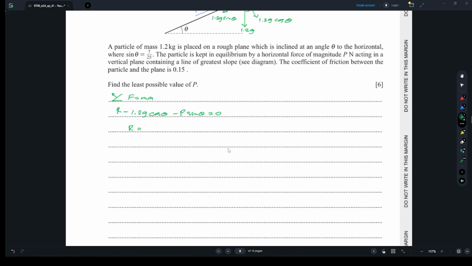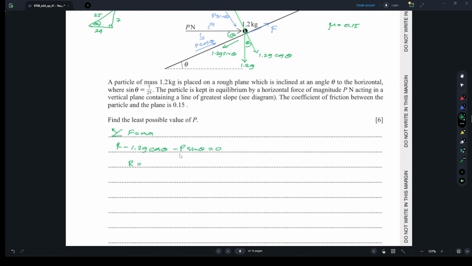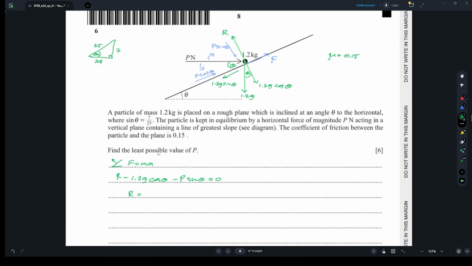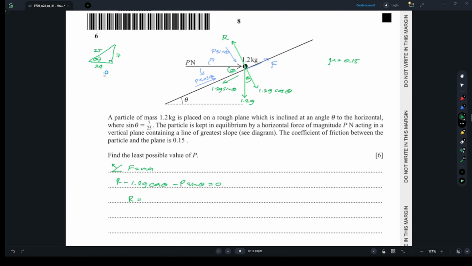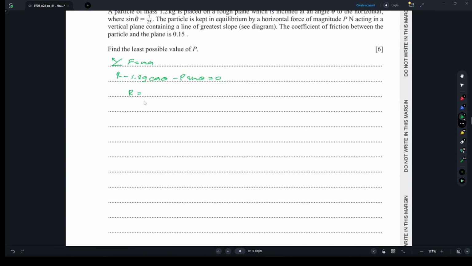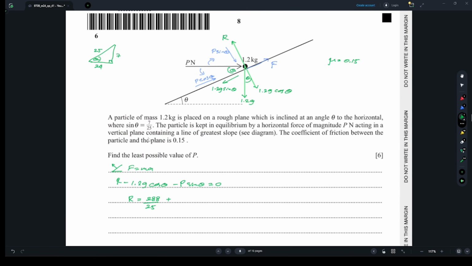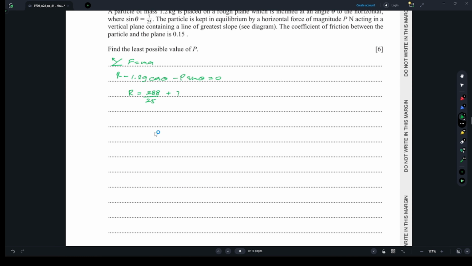R equals, so I should bring all this to the other side. So then 1.2 times g is 10 times cos theta. Cos theta is 24 over 25. So when you simplify that, you will see 288 over 25 plus, and sine theta is 7 over 25, so 7P over 25. Let's take that as equation 1.